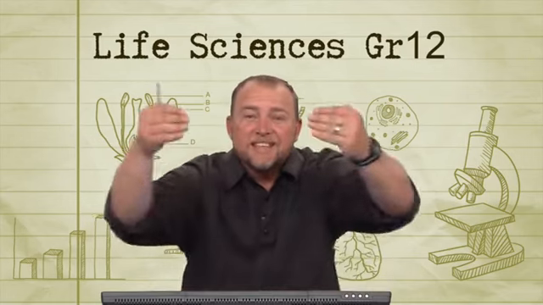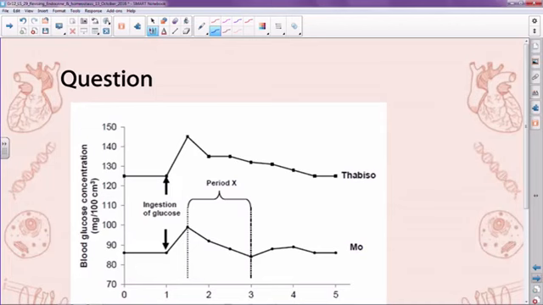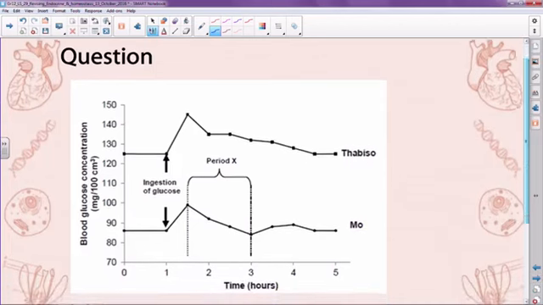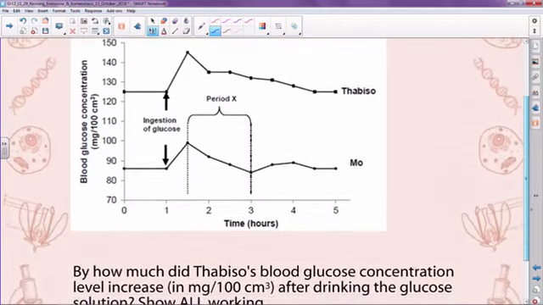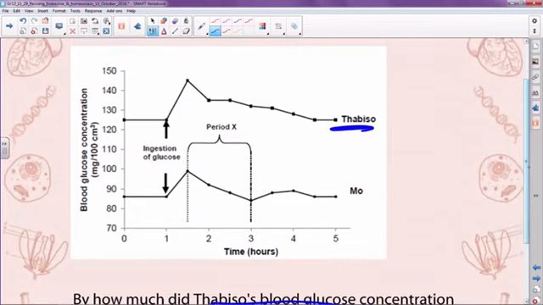Okay, so yes, there is maths involved here. Let's have a look at it. First of all, we need to know how much did it increase to. Remember, it said, by how much did Tabiso's blood glucose concentration levels increase. It didn't tell you about which levels, but of course, we need to make sure we look at the top one, and we have a look how much it increased, and that's its max, and we started at the line there.